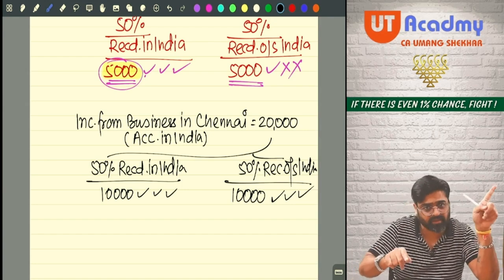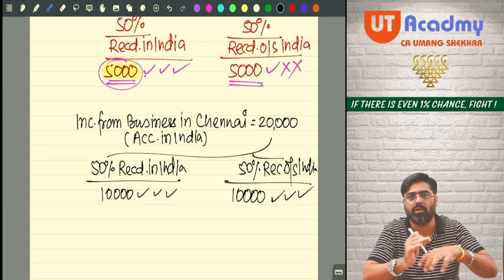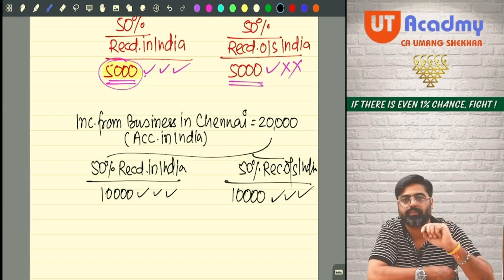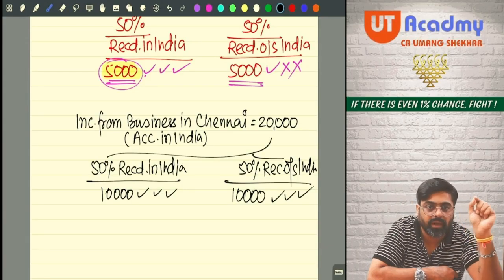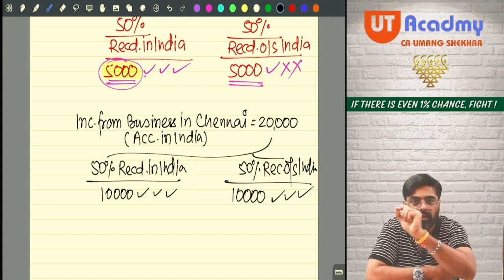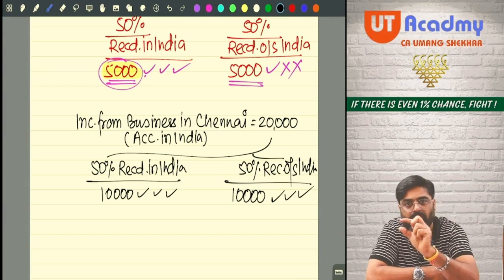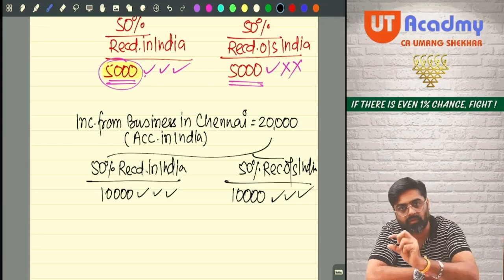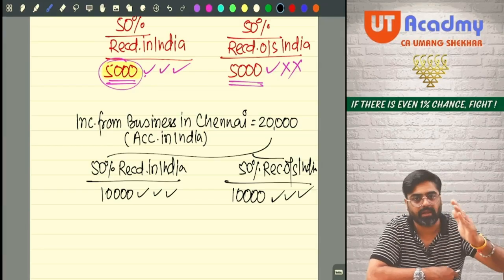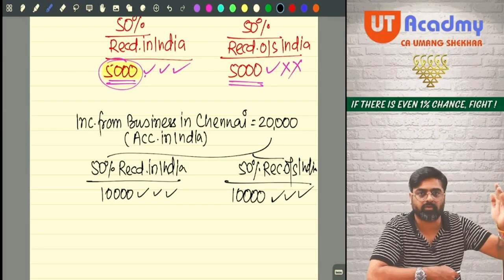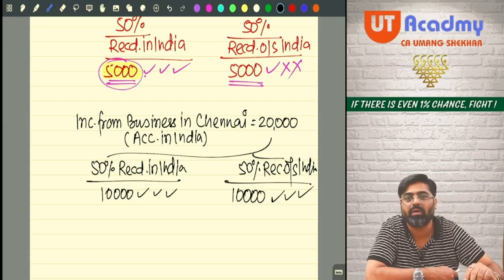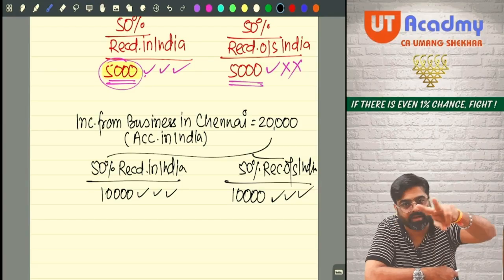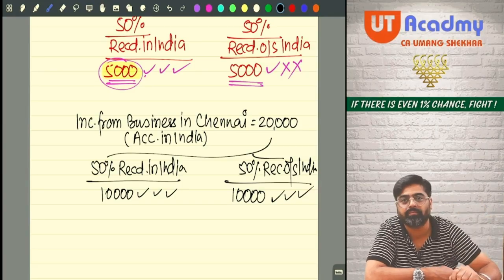So how will you present this? Will you present it like this in the statement? No. What you will do: Income from business in Chennai. What will you write in the bracket? Accrued in India. Then underline, and below that write 50% received in India, and below that 50% received outside India. 10,000, 10,000, the entire 20,000 taxable. Check the solution. Is 20,000 given in the solution or not?